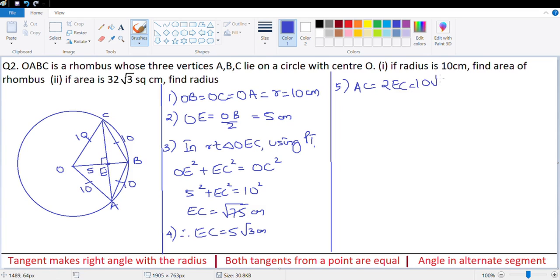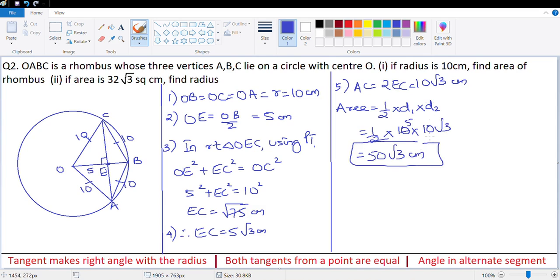which is equal to 10 root 3 centimeter. I know area is equal to half multiplied with diagonal 1 into diagonal 2, which means half into OB, which is 10, multiplied with AC, which is 10 root 3. So this is 50 root 3 centimeter squared. So we figured out the area.